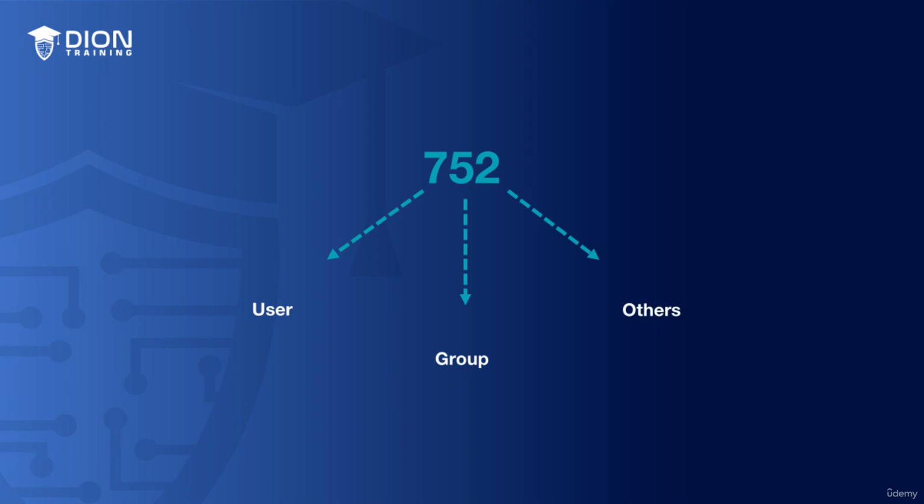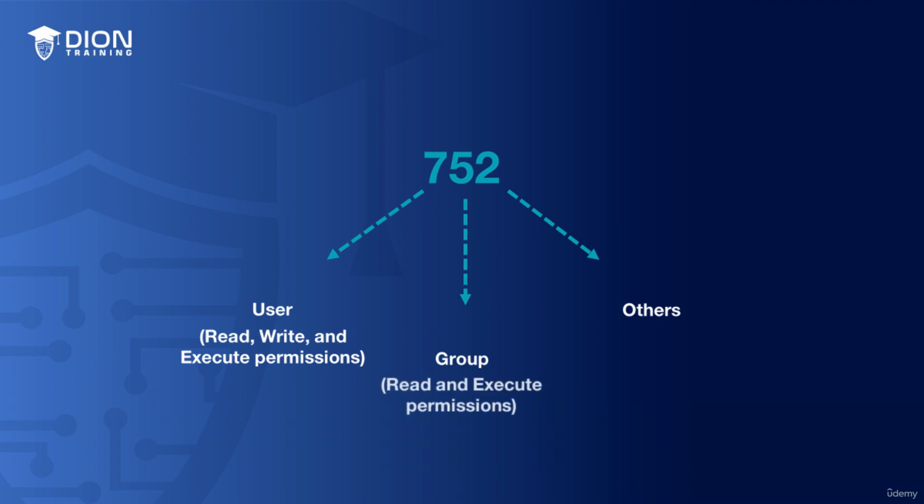So if we're going to look at that, we will say the first position is the user's, and that had a 7 because it was 752. That 7 breaks down to being read, write, and execute permissions. So the user who is assigned to this file has read, write, and execute permissions. Now if we move to the second position, we look at the group. This was a 5 because we had 752. So when we look at the 5, that means it has read and execute permissions. 4 for read, 1 for execute, and you add those together to get 5.